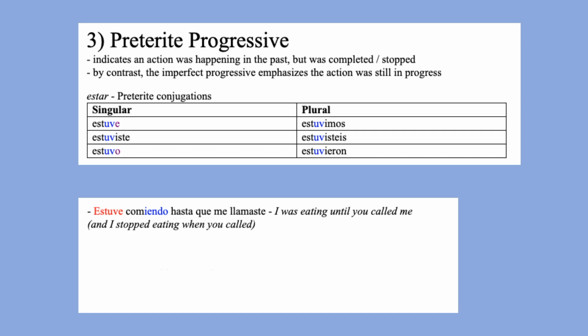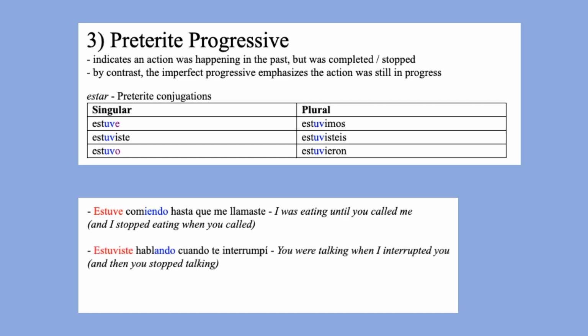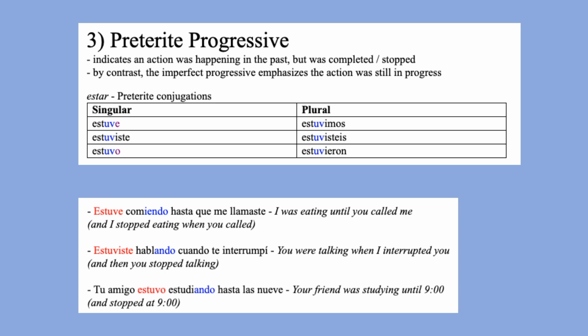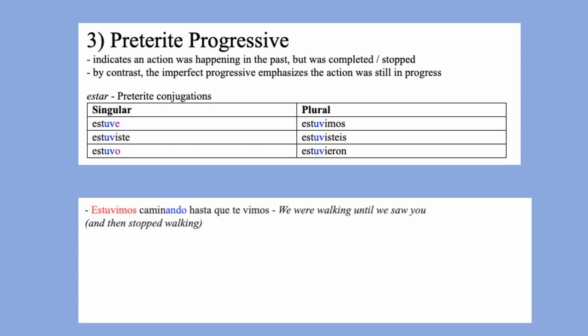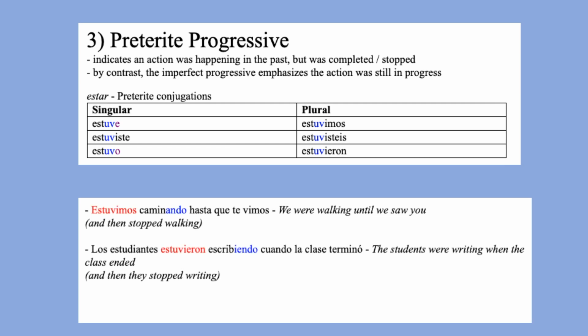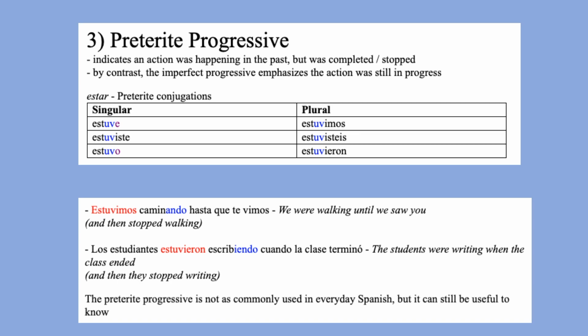Estuve comiendo hasta que me llamaste. Estuviste hablando cuando te interrumpí. Tu amigo estuvo estudiando hasta las 9. Estuvimos caminando hasta que te vimos. Los estudiantes estuvieron escribiendo cuando la clase terminó. So the preterite progressive is not as commonly used, but it can still be useful for you to know.